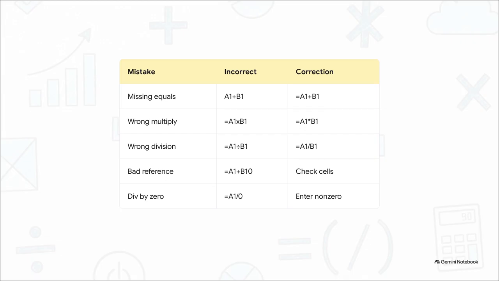Third, simply clicking the wrong cell, like maybe adding B10 instead of B1. Always double check your coordinates. And finally, dividing by 0. It's a mathematical impossibility, and it's going to trigger a pretty ugly error code. If you see that pop up, just make sure your denominator is a non-zero value.